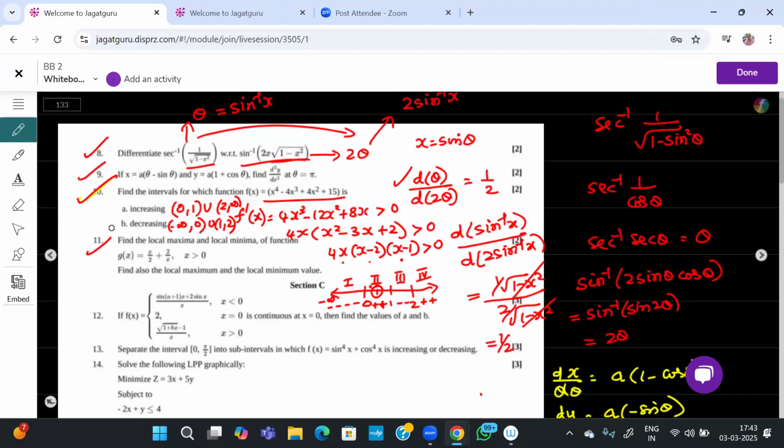Ma'am, in the exam, do we need to show which test point we have taken? Yeah. We need to show the test point. If you don't write the inequality also, they'll reduce marks. If you put equal to 0 and then solve, they will reduce marks for that. Put the inequality.